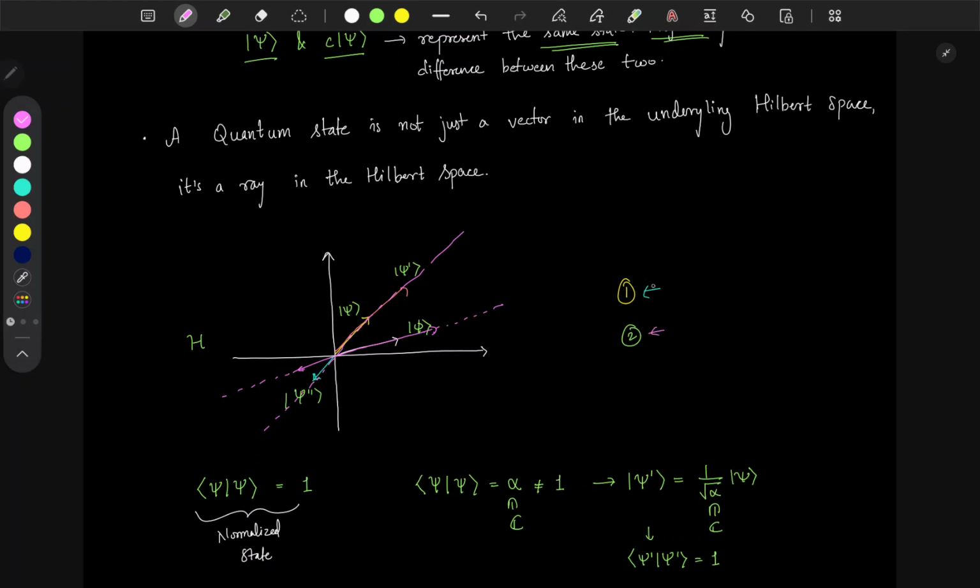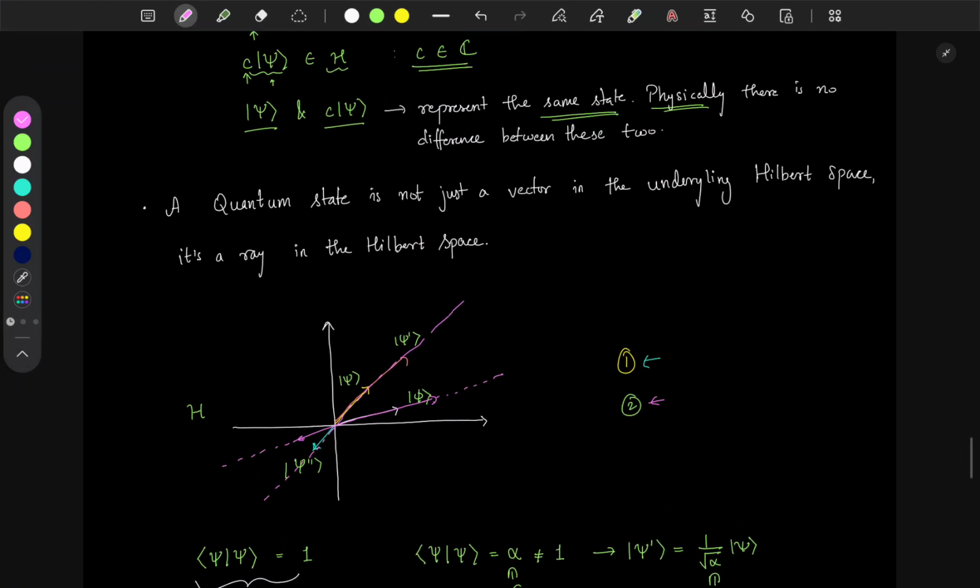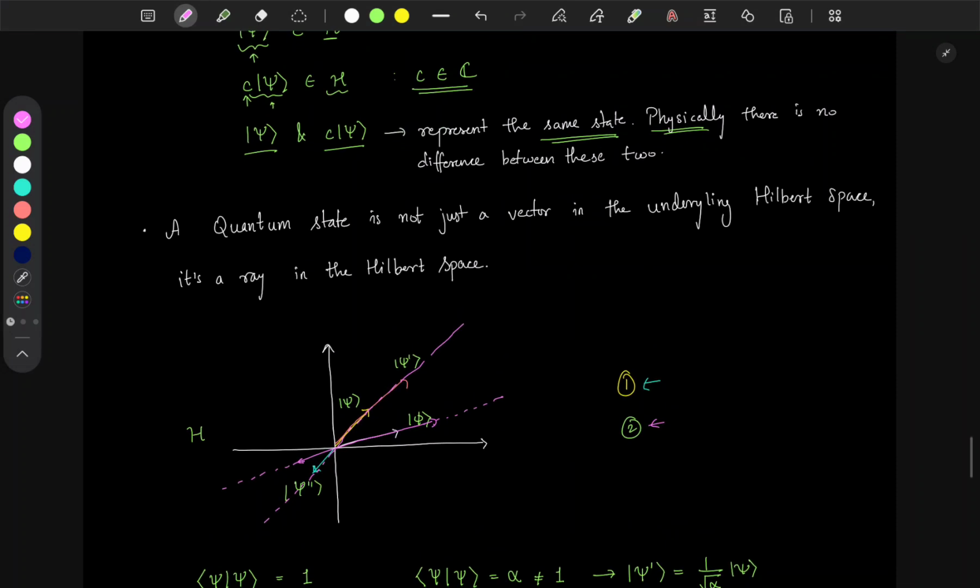So this line corresponds to state 1 and this line corresponds to state 2, and we call this a ray. You can call it a ray, or you can also call it a one-dimensional subspace of this Hilbert space. It is this subspace of the Hilbert space which represents a given state in quantum mechanics. Okay, now here comes the most important part.